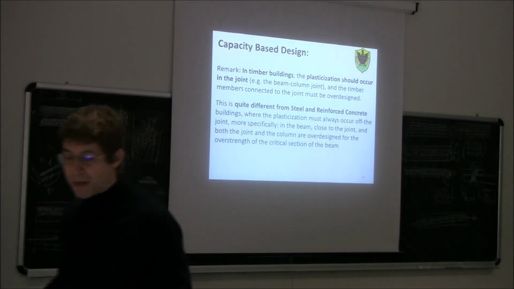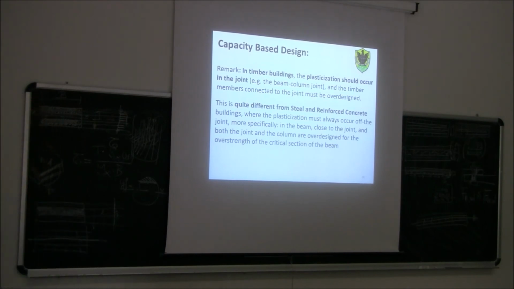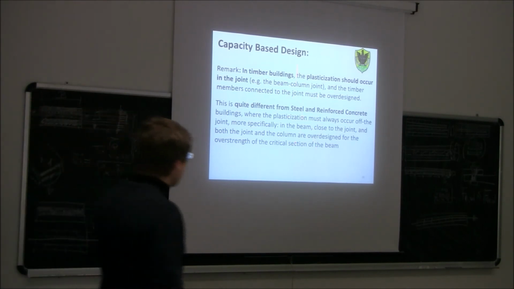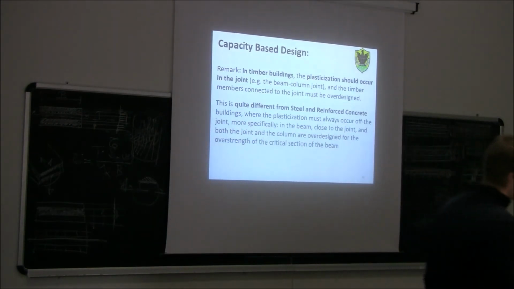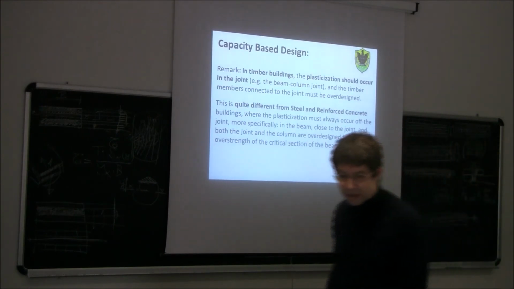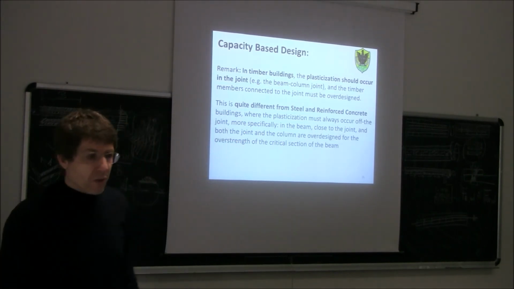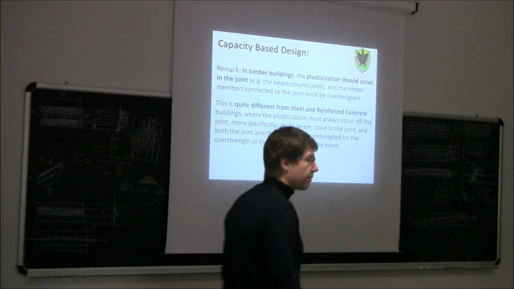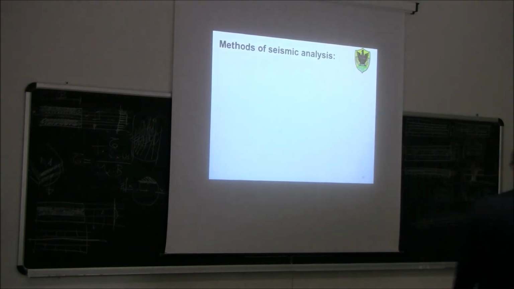The capacity-based design principles are always the same. However, in this case, the plastic mechanism is different. So while for reinforced concrete and steel, the plastic hinges are always located in the beams close to the joints, and the columns and the joints are oversized, overdesigned for the overstrength of the hinge, for timber structures the dissipative members are always the joints, and the beams and the columns are always designed for the overstrength of the joints themselves. Okay? It's quite a significant difference.